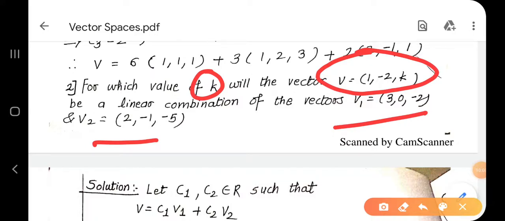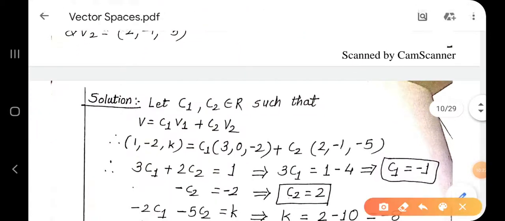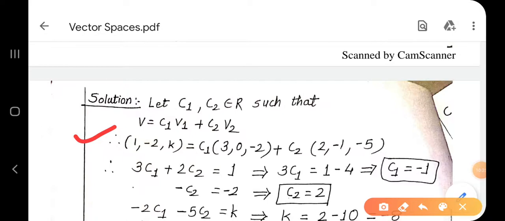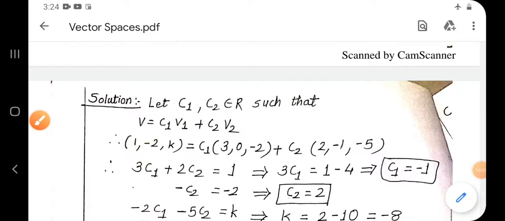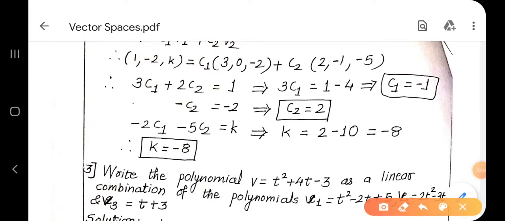So again two vectors are there, so take C1 and C2 and write down V is equal to C1 V1 plus C2 V2. Put all the values: (1, -2, K) equals C1 (3, 0, -2) plus C2 (2, -1, -5). Correct? Do your calculation now. Write down the equations. So I get here 3C1 plus 2C2 is equal to 1. Next one is 0C1 minus C2 is equal to minus 2.